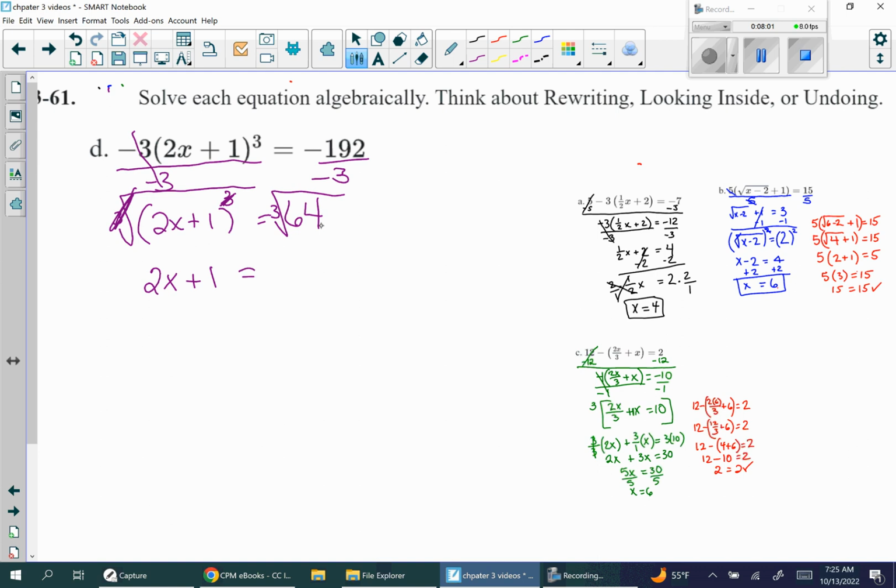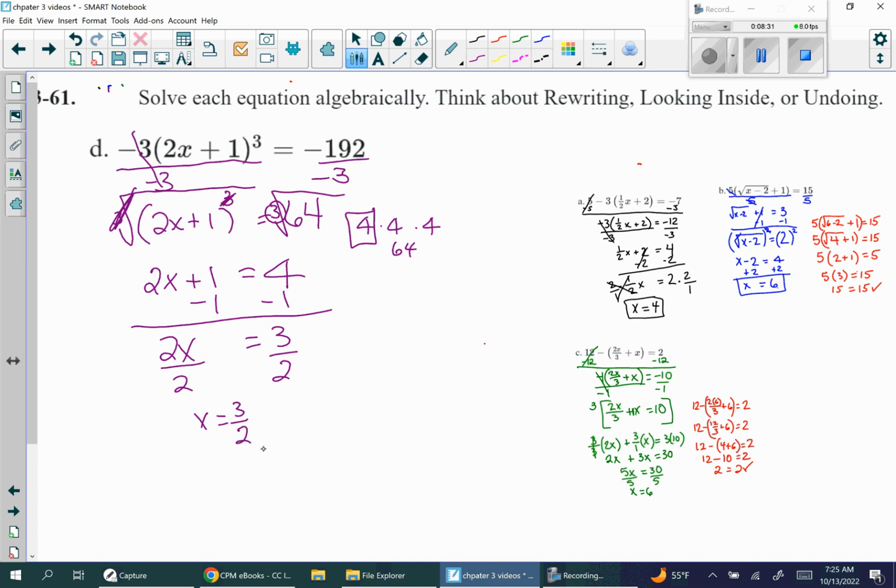And so some number times itself 3 times equals 64. 4 times 4 times 4. 4 times 4 is 16. 16 times 4 is 64. So the cube root of 64 is 4. Look at that. So minus 1 from both sides, and I get 2x equals 3 and divide by 2. And I get x equals 3 halves.